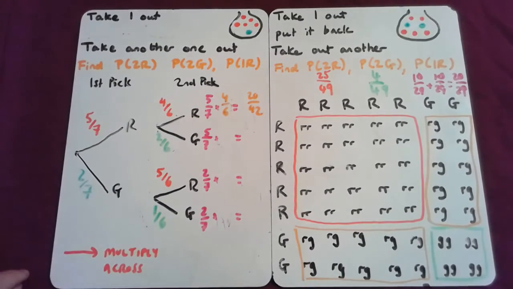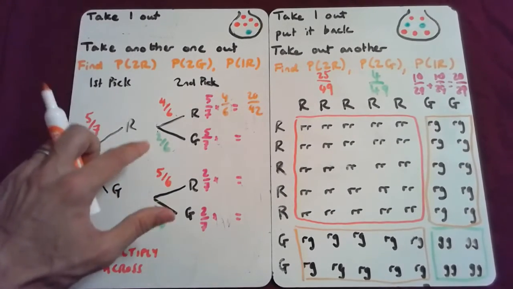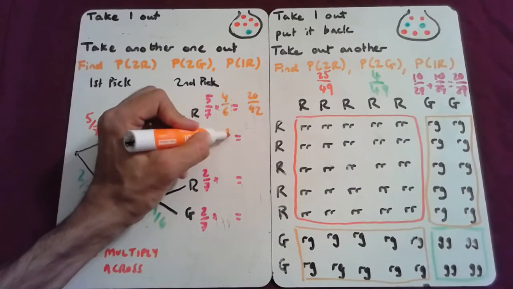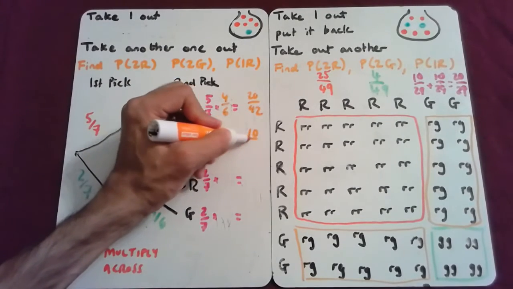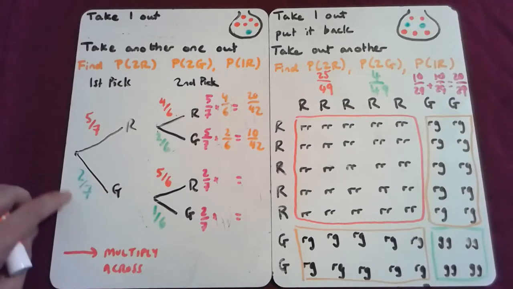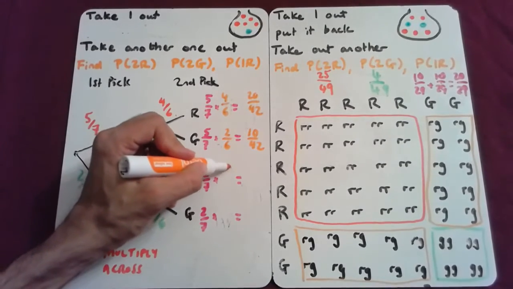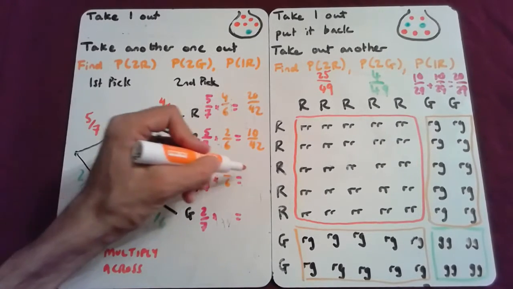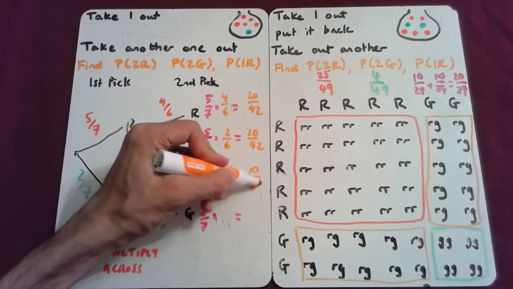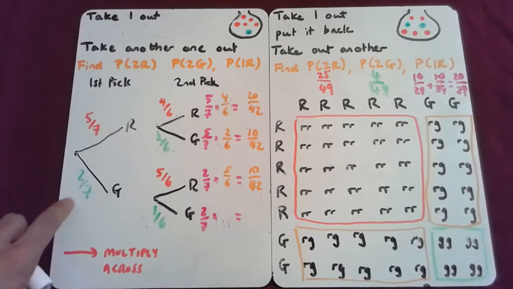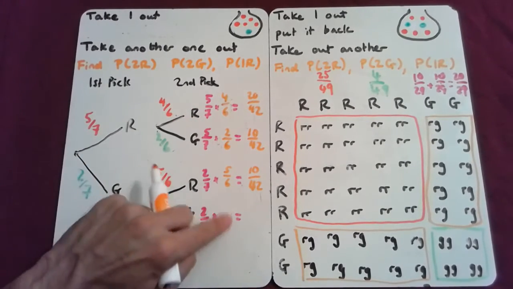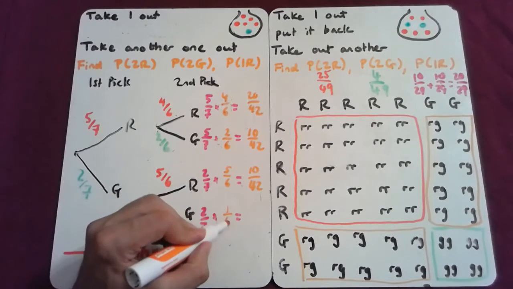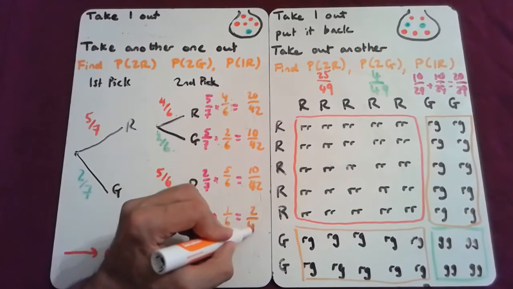The probability of getting red then green is 5/7 times 2 out of 6, which is 10 out of 42. This is 2/7 times 5/6, which is also 10 out of 42. And then finally, 2/7 times 1/6, which is equal to 2 out of 42.